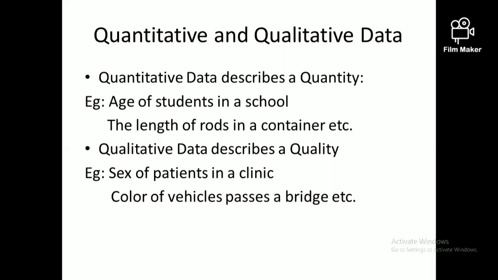Quantitative and qualitative data. Quantitative data describes a quantity. For example, age of a student in a school, the length of a rod in a container, etc. The qualitative data describes the quality. For example, the sex of a patient in a clinic, the color of a vehicle that passes a bridge. Hope you have understood the difference between quantitative data and qualitative data. The other variation is that in quantitative data, we are talking about numerical figures, but in qualitative data, there are no numerical figures we talk about.